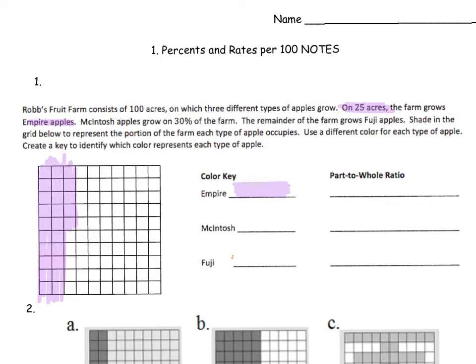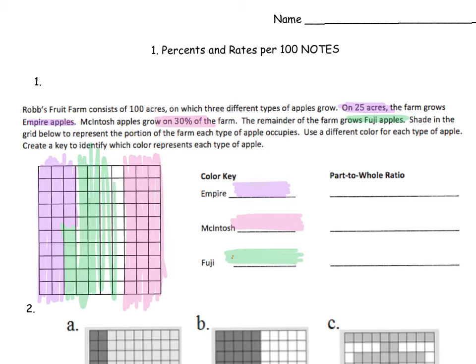The next one are McIntosh apples, which is 30%. So McIntosh is going to be pink, and 30% of my farm would be another 30 boxes. So I'm going to go from the other side. 10, 20, and 30. So I colored in a full 30 boxes. And lastly, it says the remainder of my farm grow Fuji apples. So Fuji is going to be green, and it's going to be the rest of my boxes.